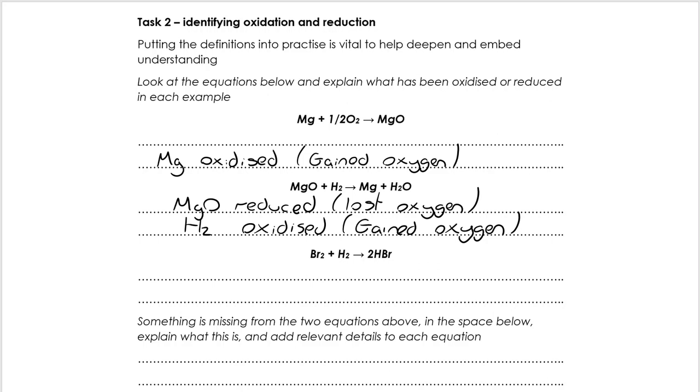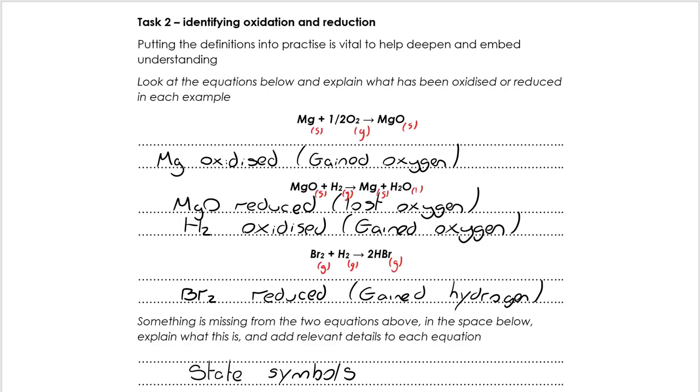When we look at the bromine and hydrogen reaction, well, the bromine is gaining hydrogen and therefore it's reduction. And this final question about what's missing, we should really be getting into the habit of adding state symbols to all of the key reactions that we look at. So I've added those in there so that you can see them.